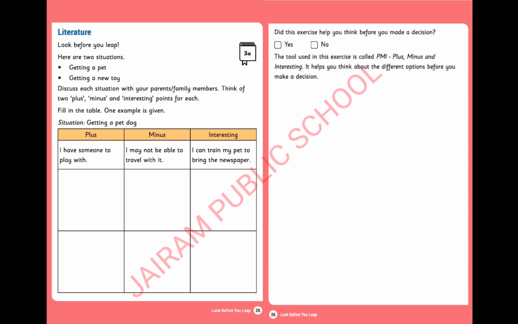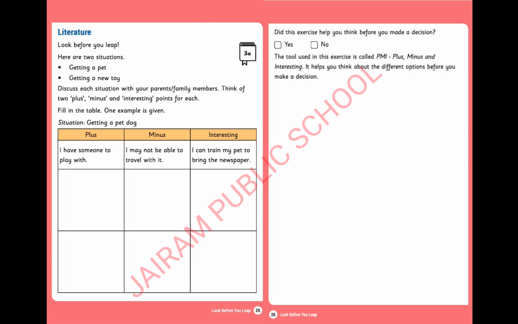They have given already one example in each box of the tabular column. You are going to write 2 examples. Okay, so first one is the plus. I have someone to play with. So if you have a pet, what will happen? You may play with that. That is the first example.